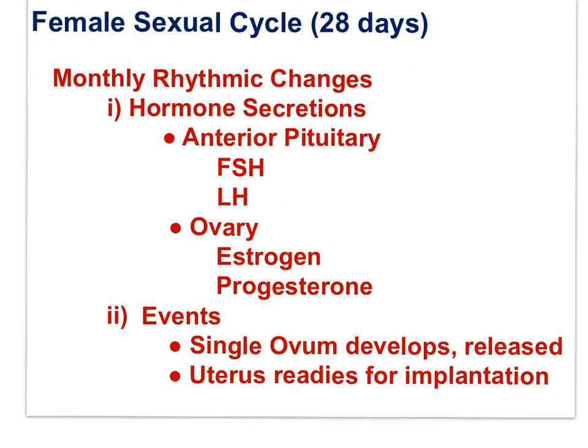Oogenesis in females involves a complex interplay of hormones to release 1 egg per month on a cycle known as the menstrual cycle. In the course of the month, the anterior pituitary releases FSH and LH, the ovary releases estrogen and progesterone, and a single egg develops through meiosis, and the egg is released into the oviduct. As well, the uterus readies for implantation of a structure known as a blastocyst that will develop into the embryo. The details of the hormones and the events will be presented in detail throughout this movie.